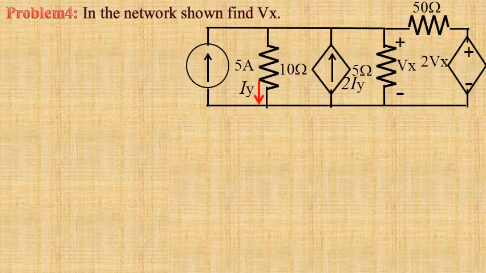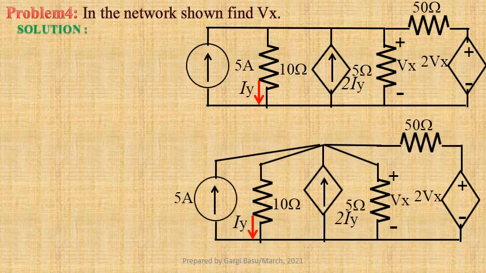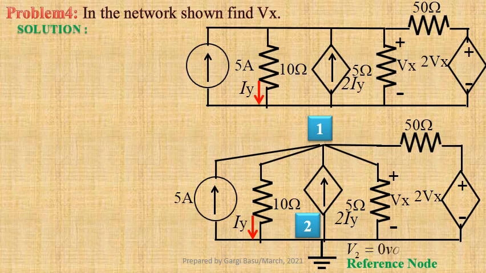Problem number 4. In the network shown, we have to determine the value of Vx. Let us first redraw the circuit and mark the essential nodes as 1 and 2. Associated voltages are V1 and V2 respectively. Let us select the second node as reference node. Therefore, V2 equals 0. We shall write equations taking V1 as variable. Here we observe that V1 equals Vx.